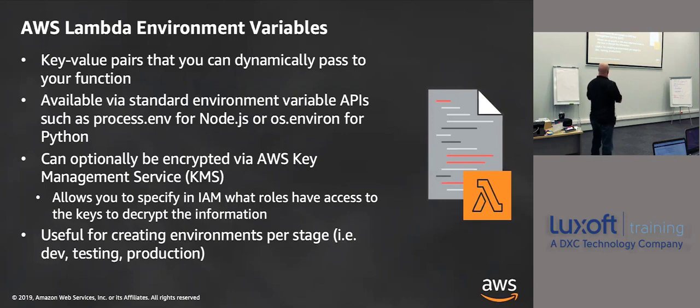You can optionally encrypt these via AWS Key Management, and when we're talking about security, it allows you to specify what roles have access to decrypt it. So it's really useful for creating environments per stage, for developing different things like that. Okay, so this is a way for you to put environment variables into the environment that the Lambda is running in, and you can pass these in through SAM.